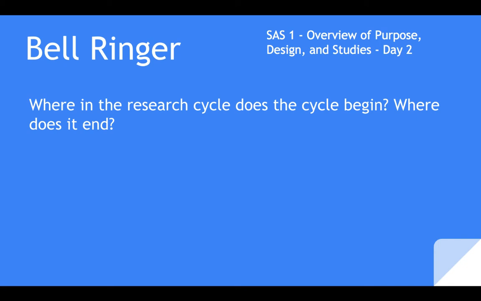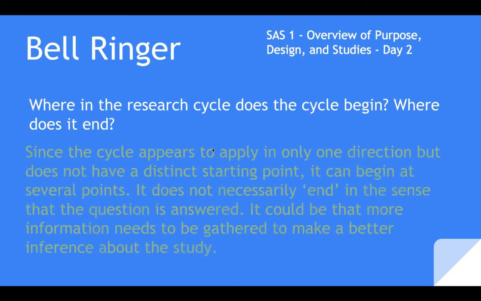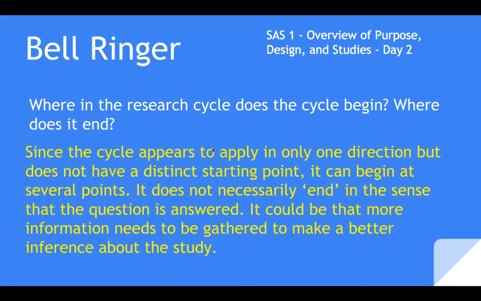As a matter of fact, it's kind of difficult to understand unless you're in the middle of the research process to know why this is true. But just so you know, there's no place to start. Since the cycle appears to apply in only one direction, but doesn't have a distinct starting point, it can really begin at several points. And we can discuss different ways it does. And it doesn't necessarily end in the sense that the question is answered.